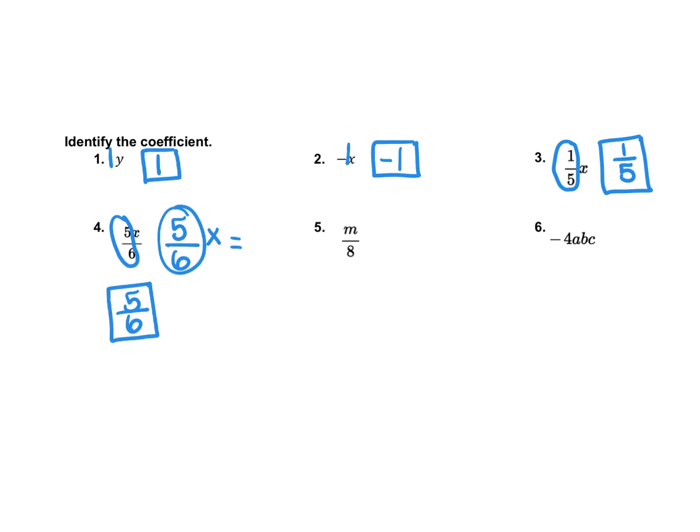All right, now we have m all over 8. Now remember, if there's not a number next to the variable, there is a number, it's 1. And what I can do with this is write it as 1 all over 8. So the number next to the variable is 1/8. And number 6, I have more than one variable, and that's okay. It's the number with the variable, and so I'm going to have -4. Oops, and I didn't do this right here. No, 1 all over 8.